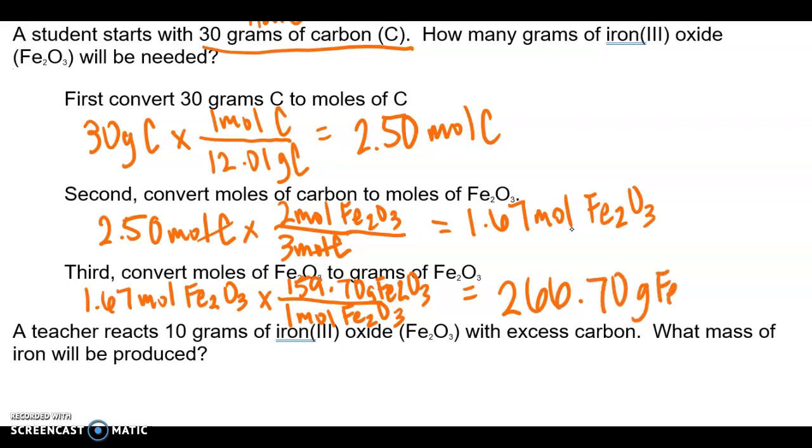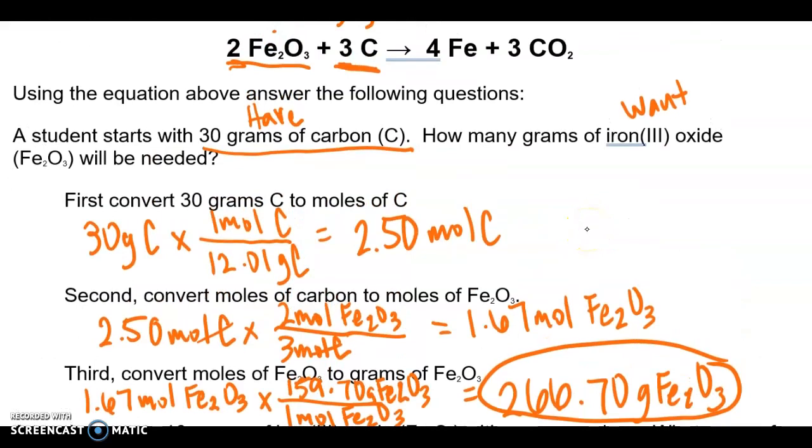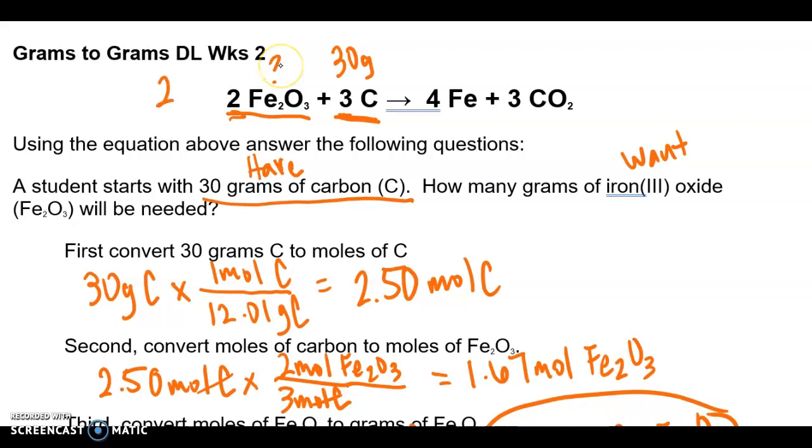And that comes out to 266.70 grams of Fe2O3. So if we have 30 grams of carbon, we're going to need 266.7 grams of Fe2O3. Okay, so that's how you solve that first problem. I'm going to erase this.